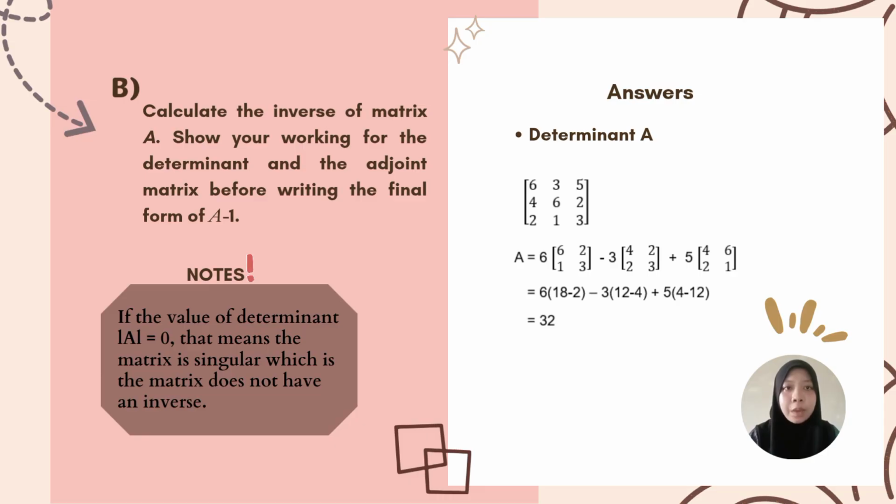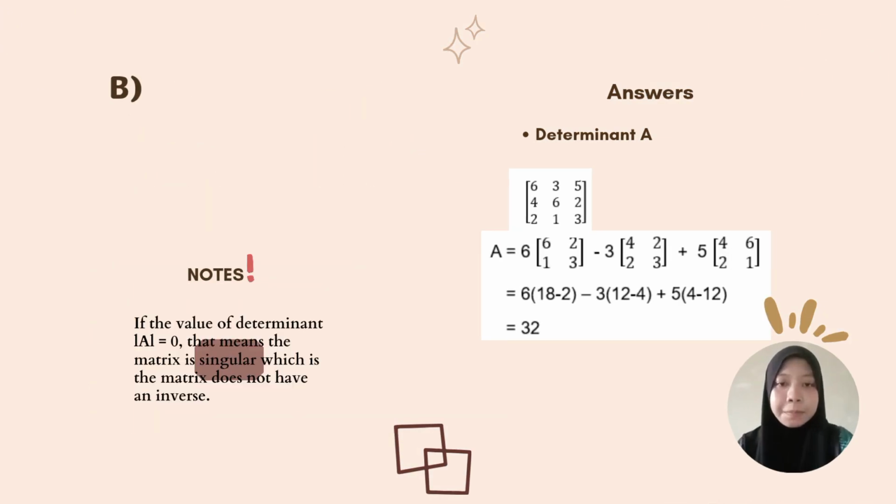For matrix A, we have the elements shown here. To find the determinant, we expand along the first row. By calculating the minors and applying the sign, we get 6(18 - 2) - 3(12 - 4) + 5(4 - 12). This gives us a final determinant value of 32. Since it is not 0, we can proceed to find the inverse.